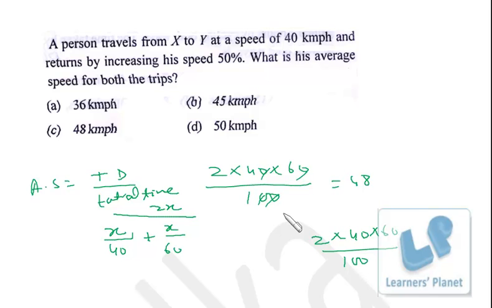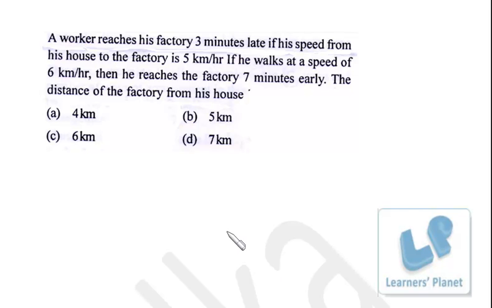Okay, so you can learn the formula, or you should definitely be clear with the logic, right? So your answer is 48 kilometer per hour over here. Now let's see this problem.